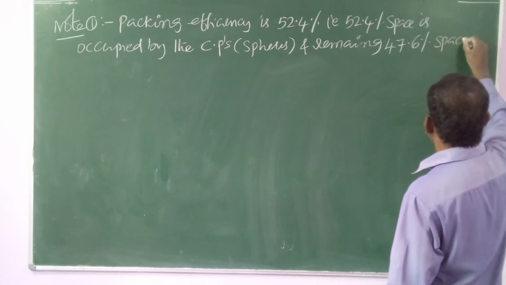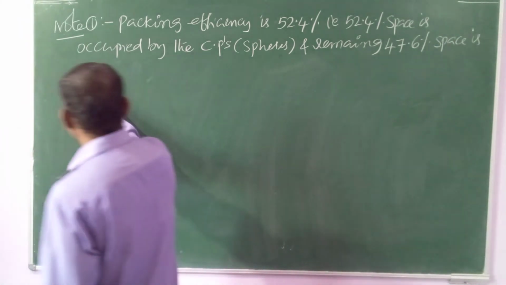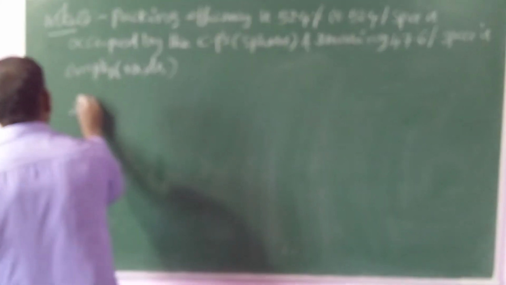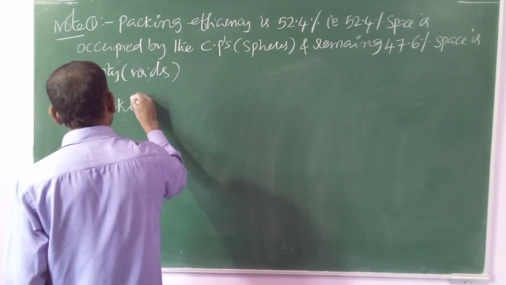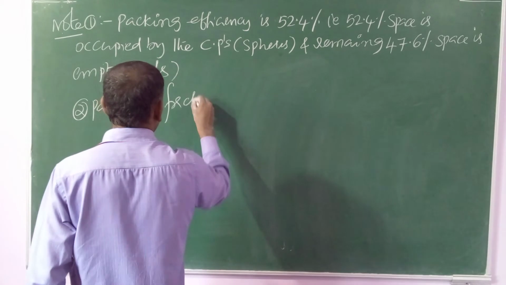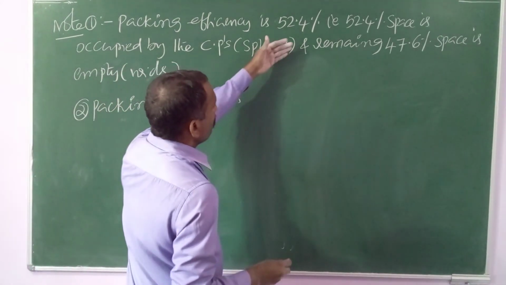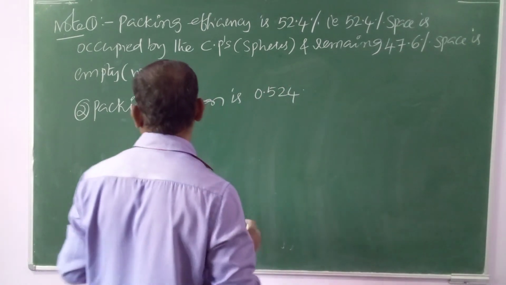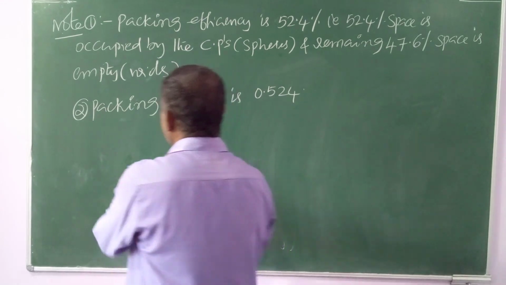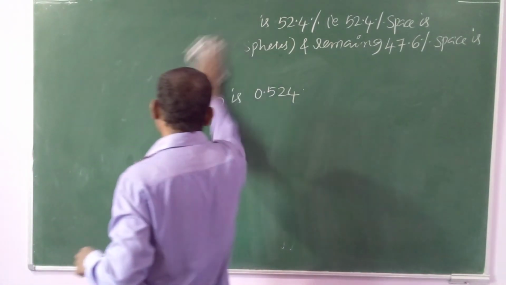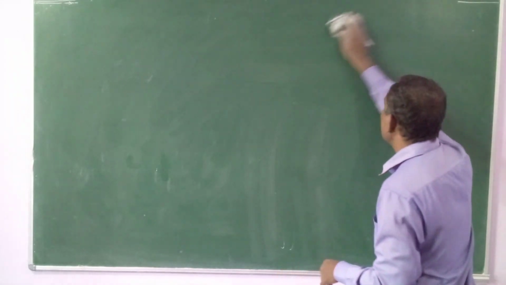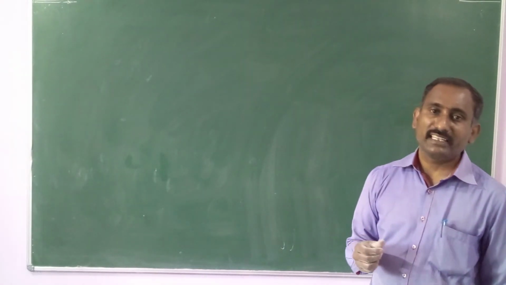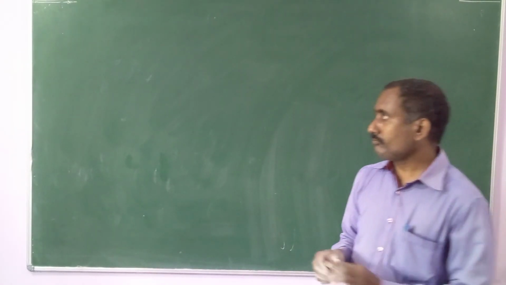Space is empty. Empty means voids. Next, packing fraction of simple cube is 52.4 by 100, that means 0.524. So this is about packing efficiencies of simple cube, BCC, FCC. Very, very important that today itself you should practice all these 3 derivations.